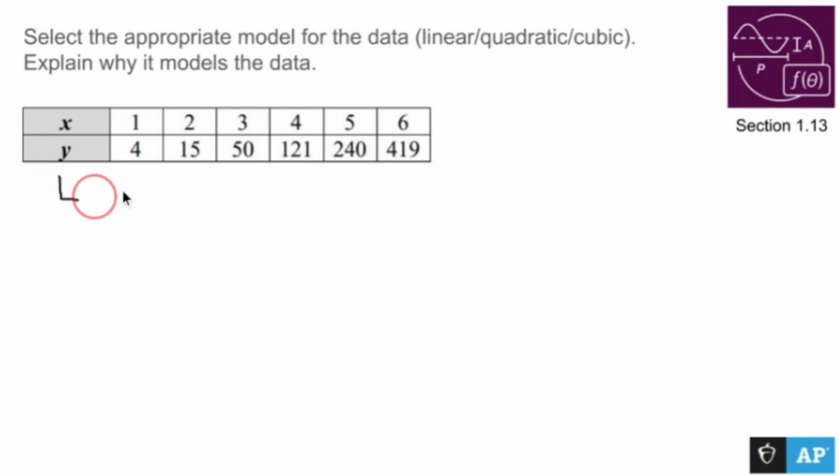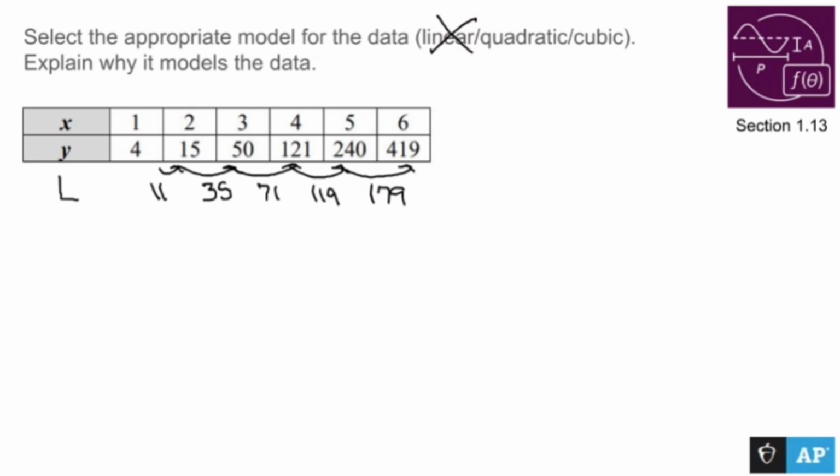If something's going to be linear, that means to get from 4 to 15, from 15 to 50, and from 50 to 121, these have to be the same number. Well, to get from 4 to 15, you add 11. To get from 15 to 50, you add 35, which means right off the bat, it's not linear. This one has you adding 71, this one adding 119, and this one adding 179. So is it linear? Nah. Nah, as my friends from down under would say.